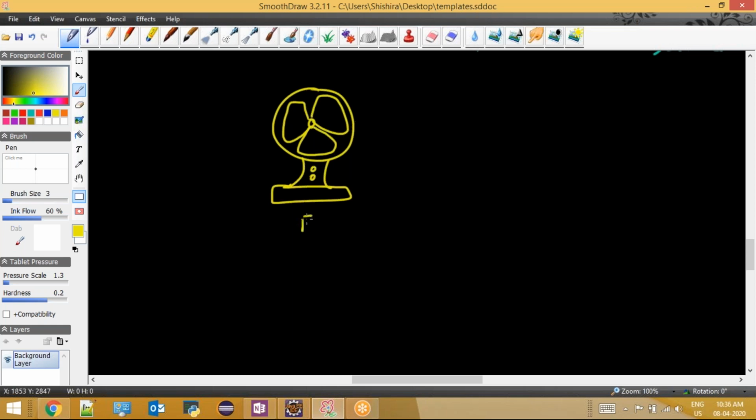Let me take one more example. Let's imagine there is a fan. I know it's not very good, but somehow please adjust with this. This is the fan. The fan is considered as one service. And this is you. You are the consumer, and there is a fan. So you want to use this fan. How will you use this fan?